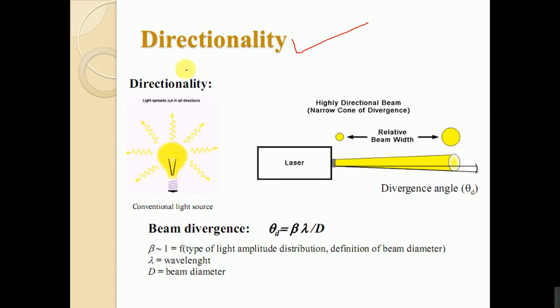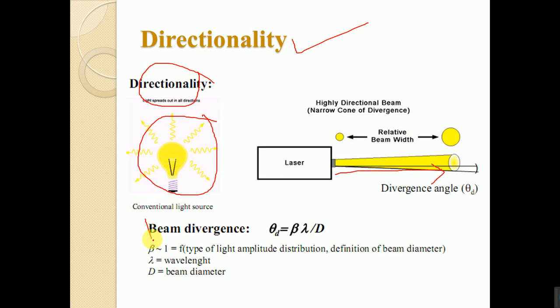The second property of lasers is directionality, meaning the direction in which the light from a laser is incident. In the case of a regular bulb light source that we use, the rays go in all possible directions, so the light coming from that source is totally widespread. But in the case of a laser, it spreads only in a fixed direction. So the light coming from a laser source is very much directional.